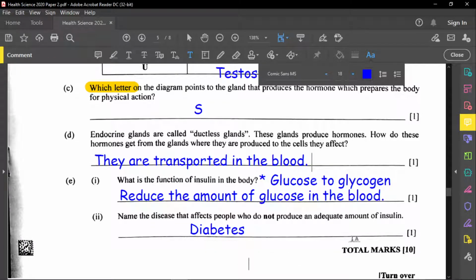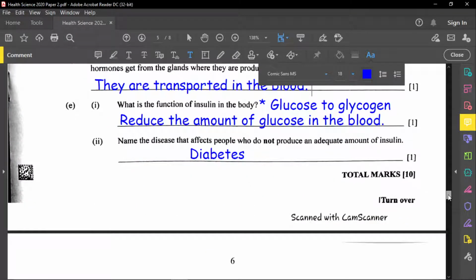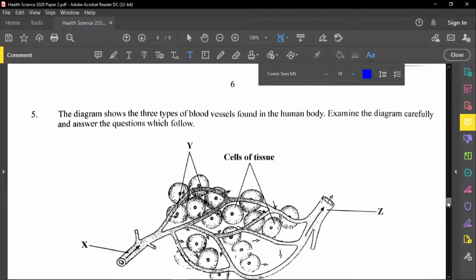Great. Now let's jump to the next question real quick. For question number 5, we only have one more question to go. A diagram shows 3 types of blood vessels found in the human body. Examine the diagram carefully and answer the questions which follow. Just before jumping to the question, let's label these quickly. The one that's always going towards organs or structures in the body is always an artery. The smaller ones are called capillaries. And Z here will be vein.